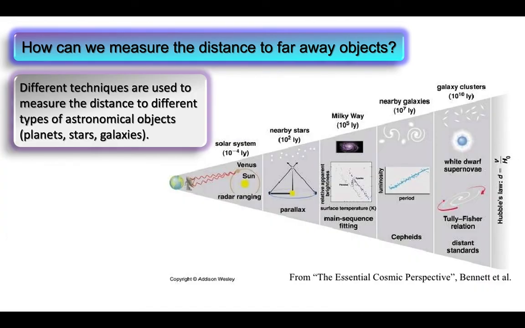So different techniques apply to different distances. Within the solar system, we have our radar ranging. Nearby stars, we could use parallax. In the Milky Way, we could use main sequence fitting. The Cepheid variable periods are useful for nearby galaxies. Hubble's law and type 1a supernova are useful for very distant objects.